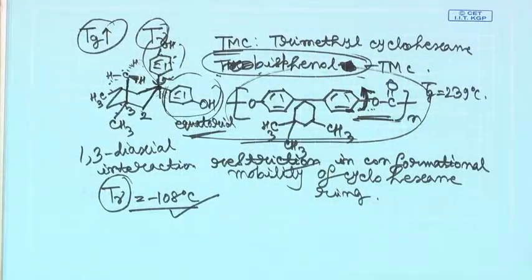So, what we will do is we will stop here today, and in the next class we will continue to discuss some more implications of what we have already stated today about the T gamma and Tg.